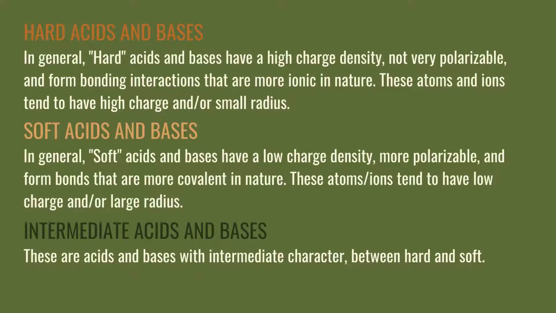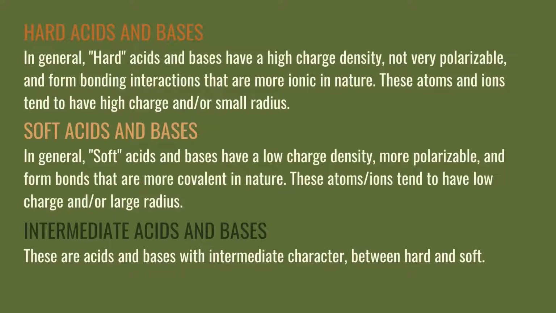In general, hard acids and bases have a high charge density, are not very polarizable, and form bonding interactions that are more ionic in nature. These atoms and ions tend to have high charge and/or small radius. On the other hand, soft acids and bases have a low charge density, are more polarizable, and form bonds that are more covalent in nature. These atoms and ions tend to have low charge and/or large radius.